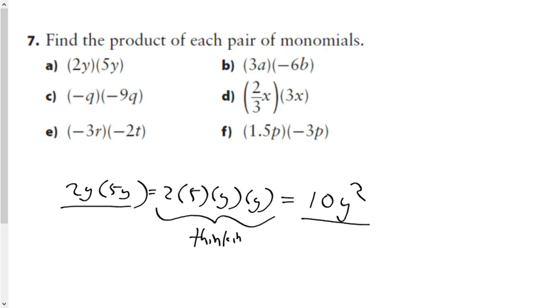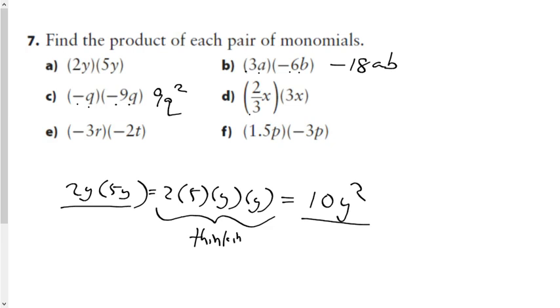So here, 3 times negative 6 is negative 18. A times B can't be simplified exponentially, but it can be represented by ab, as in the product of two distinct variables. Negative 1 is the coefficient times negative 9 is a positive 9. Q times Q can be simplified exponentially to be Q squared.